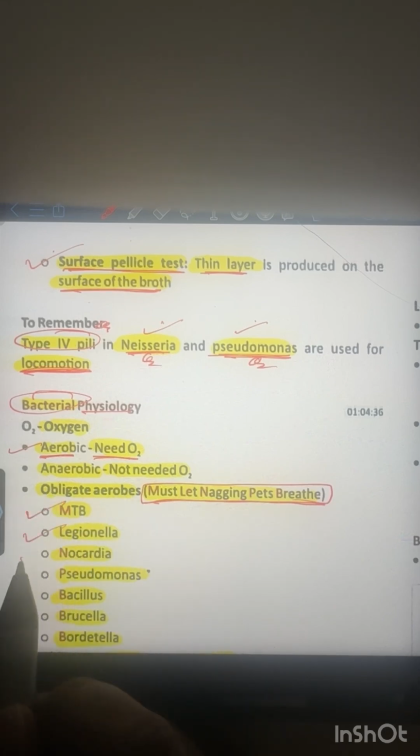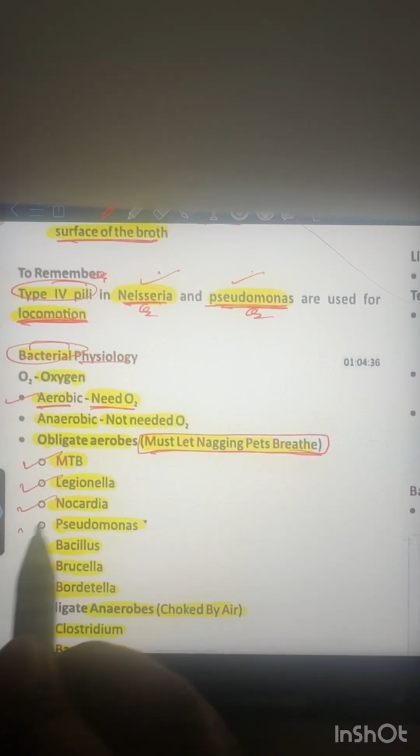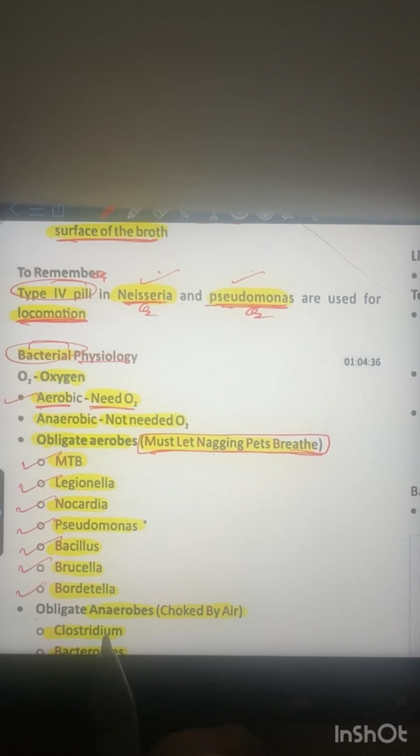The pets will stand for Pseudomonas, and breathe. Breathe has the maximum B's associated with it. It has three things, that is Bacillus, Bordetella, and Brucella. So must let nagging pets breathe. Repeating: Mycobacterium, Legionella, Nocardia, Pseudomonas, Bacillus, Bordetella, Brucella. These are all obligate aerobes.